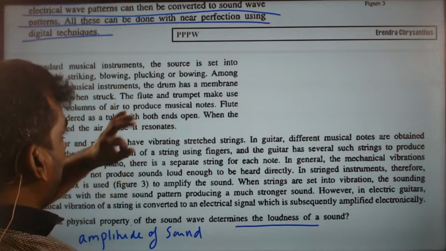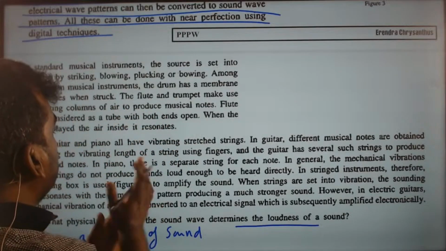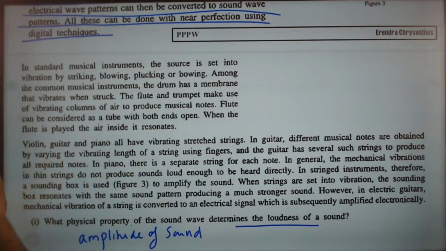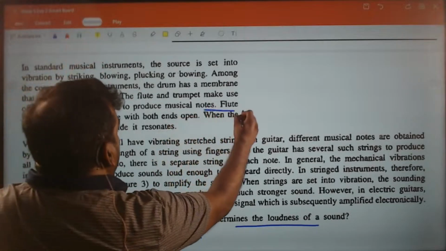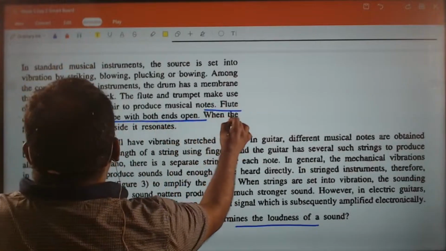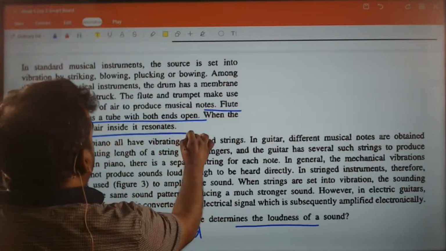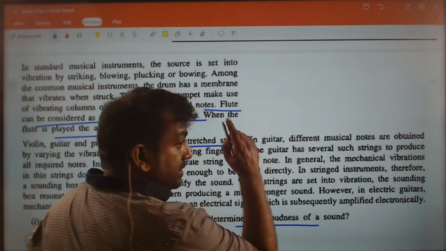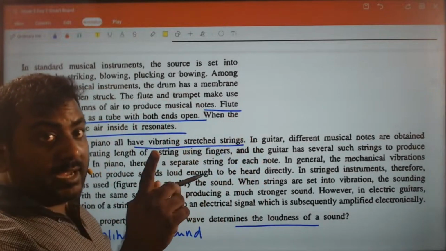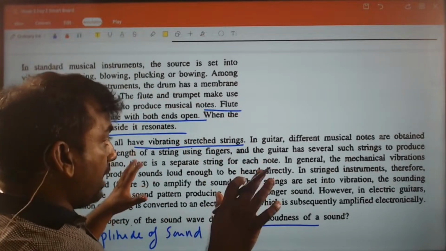A closed tube is used. A flute can be considered as a tube with both ends open. When the flute is played, the air inside is resonating. Violin, guitar and piano all have vibrating strings connected. These are, but for the piano, not the electronic piano, the grand piano.